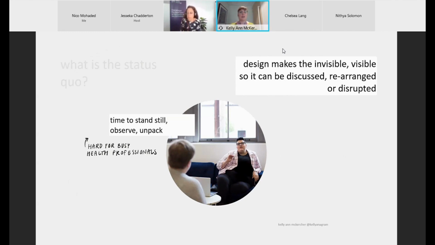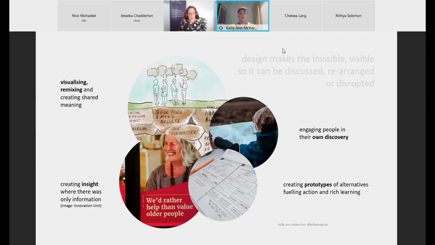And if we move on to the next slide, some additional things that I heard from design leaders across the world, across Australia, I know some of you are on the call today, is that design makes the invisible visible through visualizing, through remixing what is known and creating shared meaning through having objects, diagrams, discussions, experiences. Through a design research approach, we are really creating insight where there was often only information. So for example, we might know how many people access a service, but we don't know anything about their experiences. We might know how many people come to our service, but we don't know who's missing out and why it is that they weren't even able to access something in the first place.